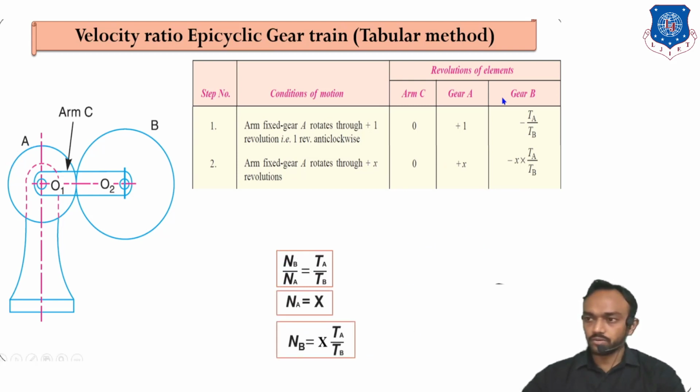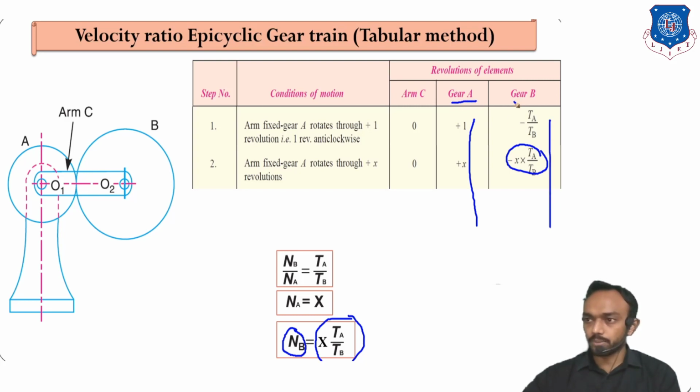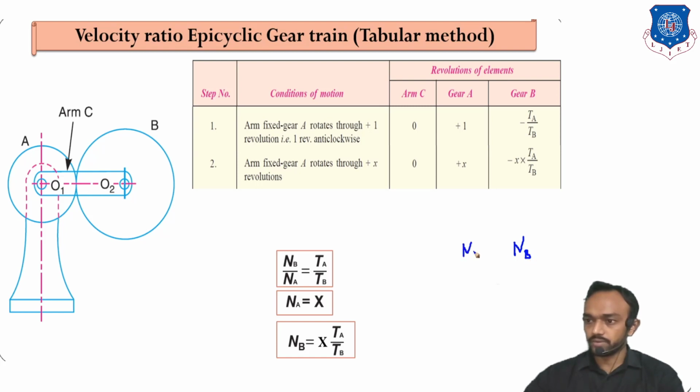Okay, so that's how you find the NB. Some students have a doubt: why is NB equal to x into TA upon TB? Why do we have this value written here? Always remember that whatever you write here is the RPM of A, and what you write here is the RPM of B. Check this, revolution of element. Whatever you have written here will be considered as NB at the end of the table, and here will be the RPM of NA, and here is the RPM of C.